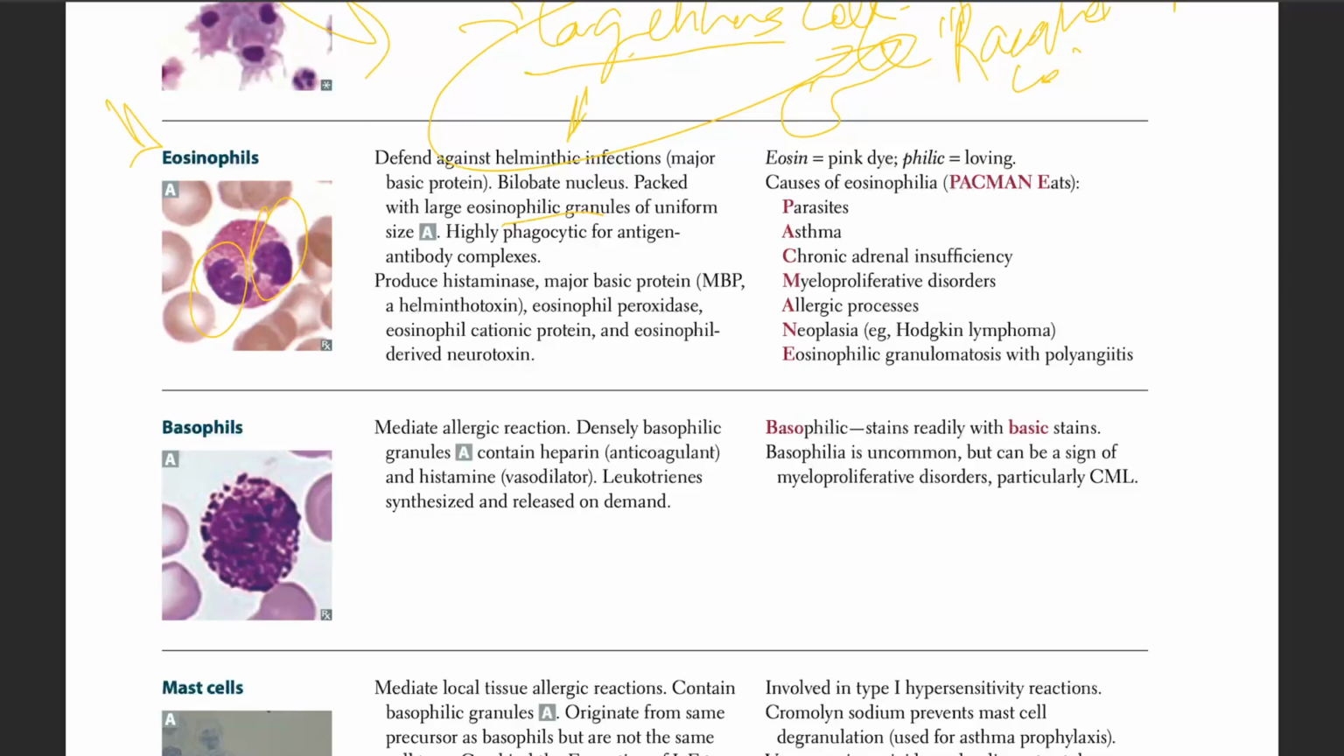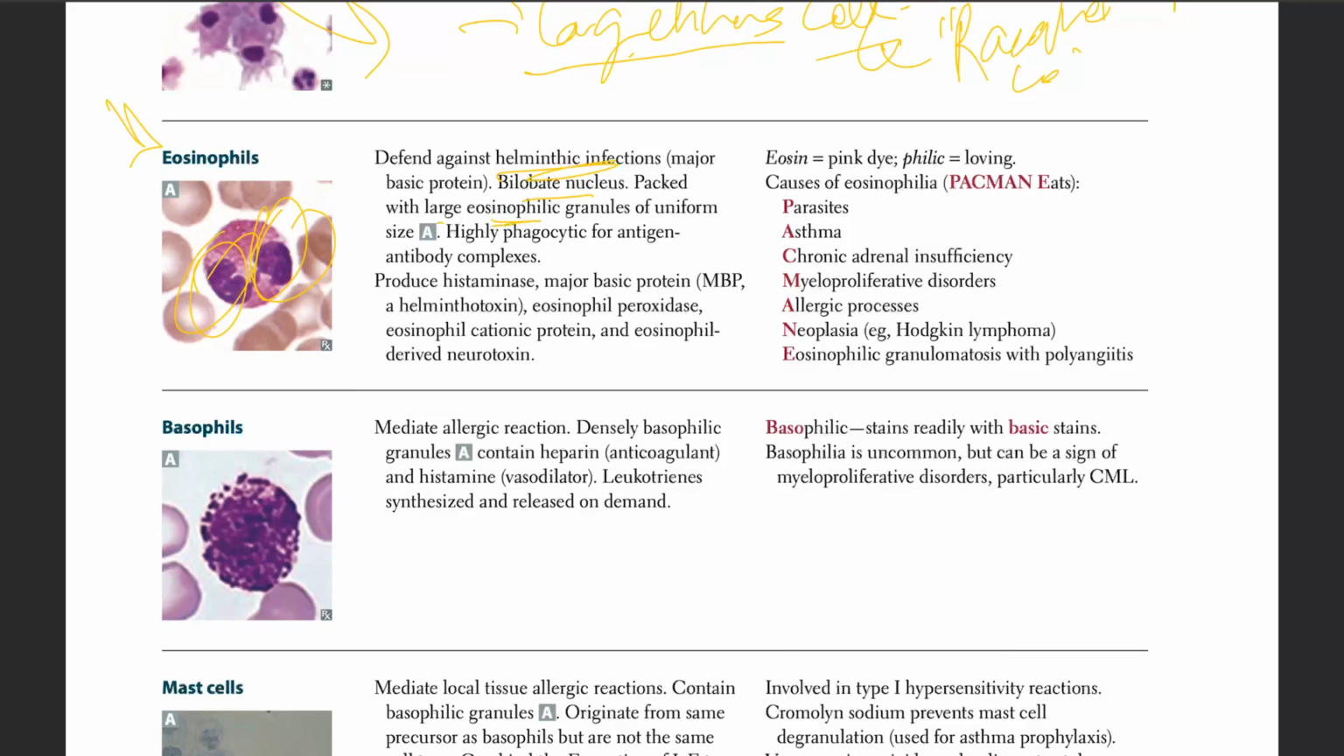Okay, continuing back to eosinophils. What do we have? We defend against the helminth. Very important. Helminth infections. Major basic protein. Bilobed, two-lobed nuclei, packed with large eosinophilic granules of uniform size. Look at picture A.